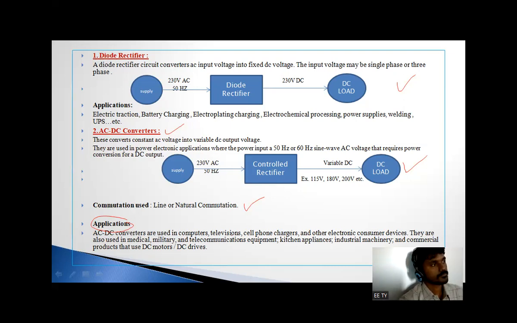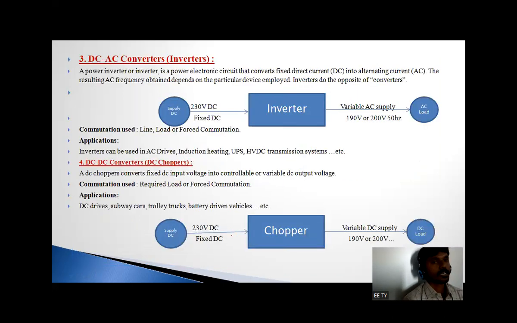Okay, can I change? Next. Next, third one, put the heading DC to AC converters. In bracket, write inverter.